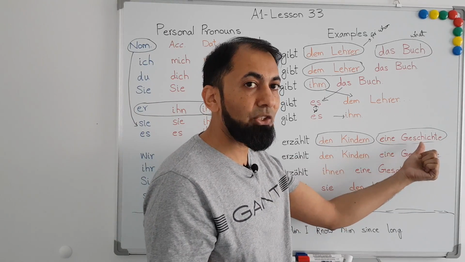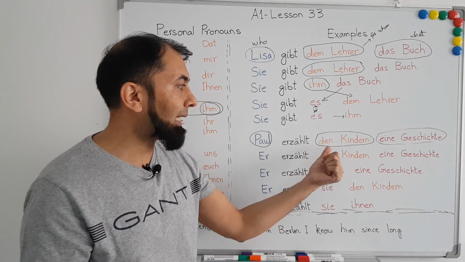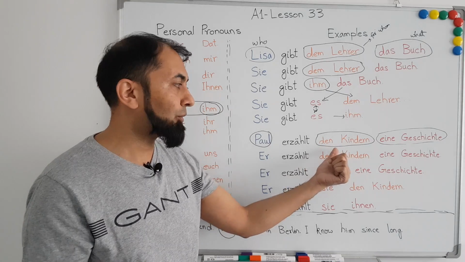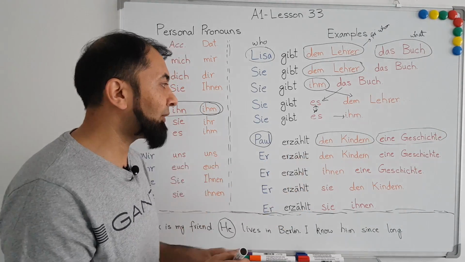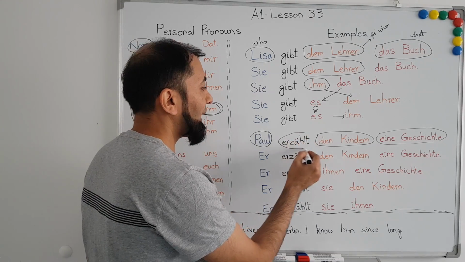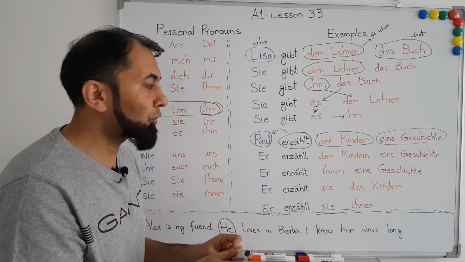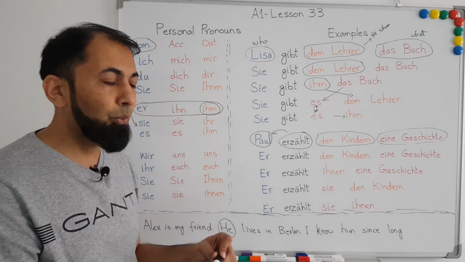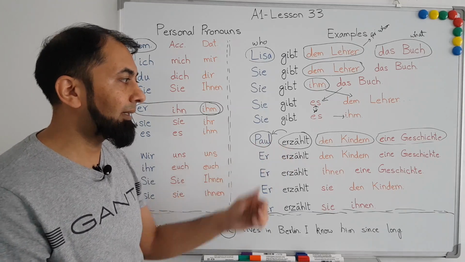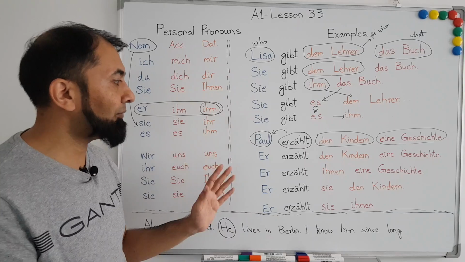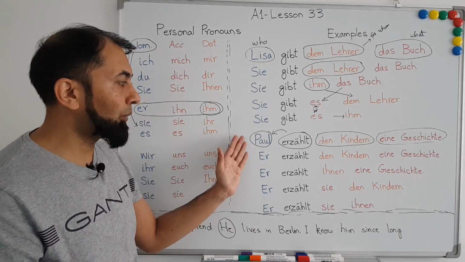What is he telling? He is telling a story. So eine Geschichte is in the accusative case, and to whom is he telling the story? To the kids. So den Kindern is in the dative case. And we know that the verb will come at the second position and it will be conjugated according to the subject of the sentence, which is Paul. So the verb is erzählen, which means to tell, and if we conjugate it with respect to Paul, it will become erzählt.